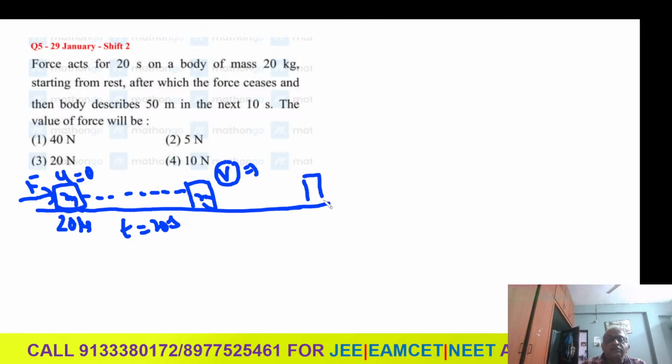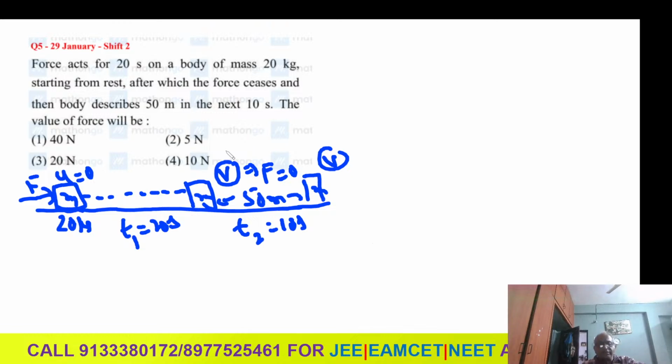Describes the next 50 meters in 10 seconds. Next is T1, T2. In 10 seconds it is traveling how many meters now? Distance 50 meters. But here the velocity will remain the same everywhere, because in this interval the force will become 0. Force is 0 means acceleration is 0. It moves with constant velocity. Complete 10 seconds it will move with constant velocity, because the force ceases to act. Ceases means stops to act. This is the diagram.